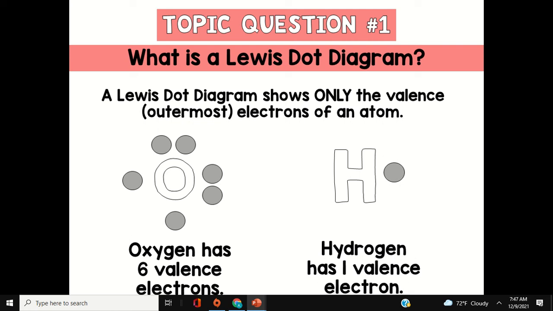Because you cannot have any more than 8 valence electrons, I don't want to hear anyone saying group 13 has 13 valence electrons. No, that can't happen, okay? You cannot have more than 8 because 8 is a full shell. So a Lewis diagram only shows those valence outermost electrons of the atom. For example, oxygen will have 6 valence electrons, hydrogen will have 1. It's important that you only focus on the outer electrons because those are the ones doing the bonding. The inner electrons in those earlier shells are not bonding. The only ones bonding are those outer electrons.